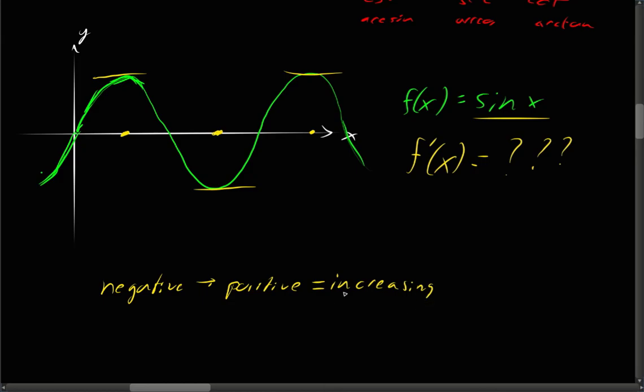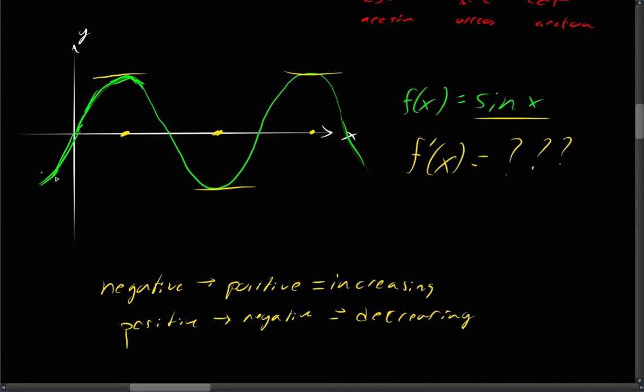And if it's going from positive to negative, it's going to have a decreasing slope, right? And we can see that right here.